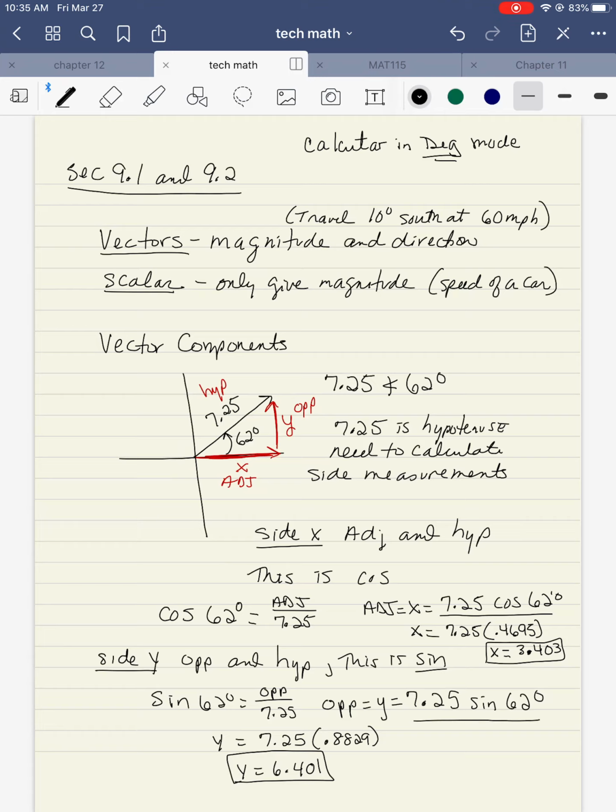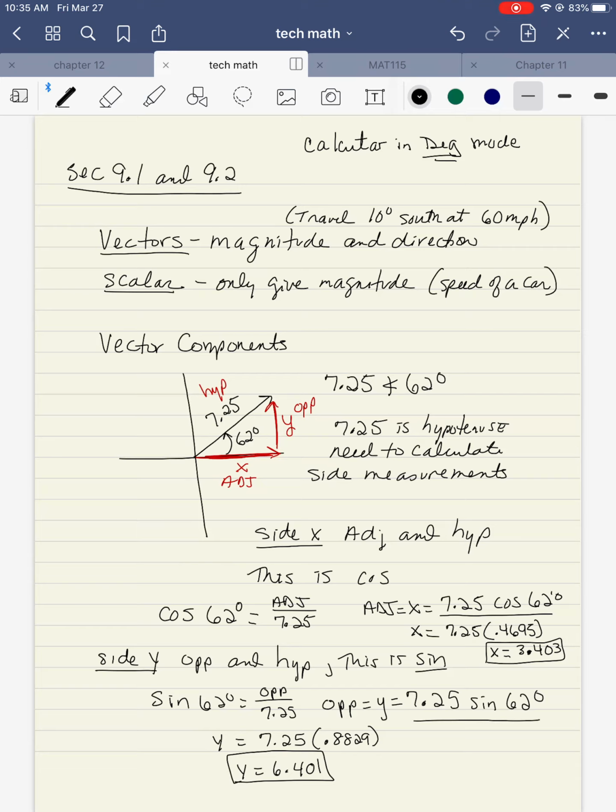Side y is the opposite side, and again I have to use a number I know, which is the hypotenuse. I don't want to use a number I calculated, even though I do now have the adjacent side. So I'm going to use opposite and hypotenuse. Opposite and hypotenuse is sine, because sine is opposite over hypotenuse. So the sine of 62 degrees is equal to the opposite side over 7.25. Multiplying both sides by 7.25, y is 7.25 times the sine of 62 degrees. The sine of 62 degrees is 0.8829. 0.8829 times 7.25 gives me a y distance of 6.48.